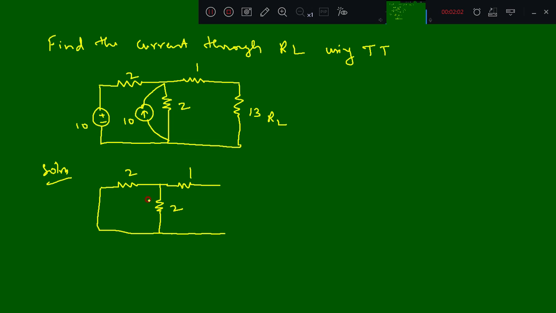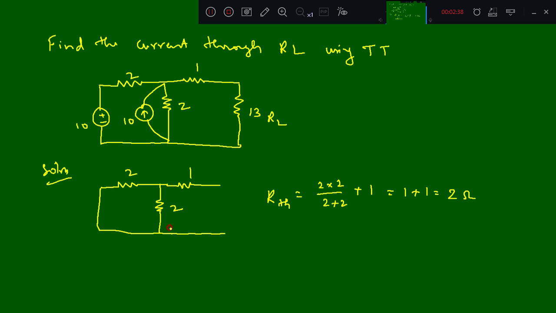So check, these two resistors are in parallel. So 2 into 2 divided by 2 plus 2, so we get 1 ohm. Then 1 ohm is in series with 1 ohm. So RTH will be 2 into 2 divided by 2 plus 2, plus 1 ohm. So it is 1 plus 1 equal to 2 ohm. So this is the equivalent resistance.